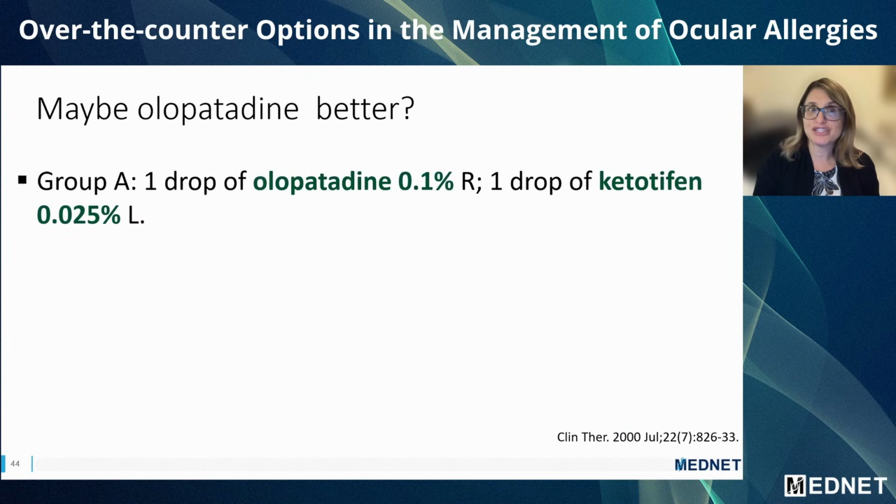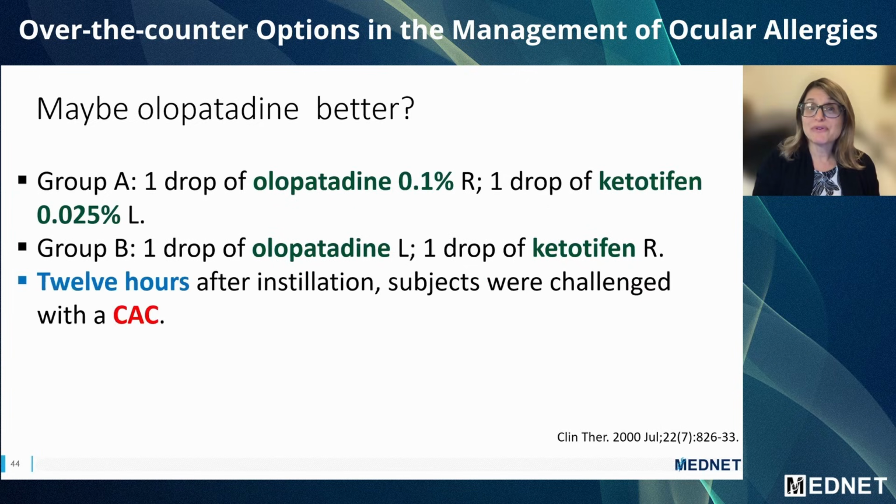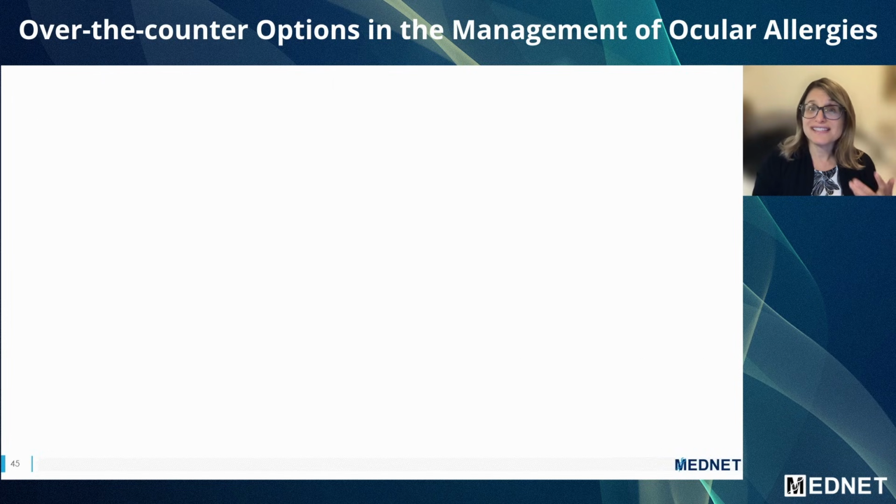But there are some studies that suggest that olopatadine may be better. One study design looked at a drop of olopatadine in the left eye, and in the other group, it was reversed. And 12 hours after instillation, the subjects were challenged with something called a CAC. Itching was then subjectively graded after this challenge. So what is the challenge?